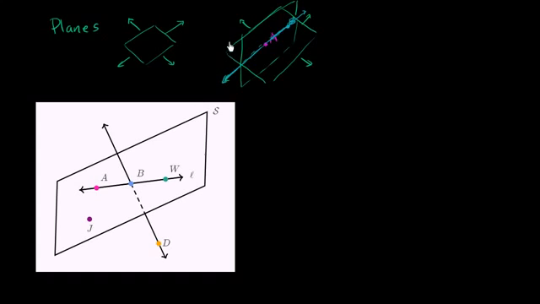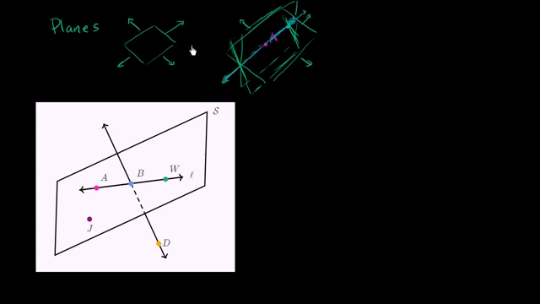I could have a plane that looks like this. I could have a plane that looks like this, that both of these points sit on. I'm essentially just rotating around this line that is defined by both of these points. So 2 points does not seem to be sufficient.